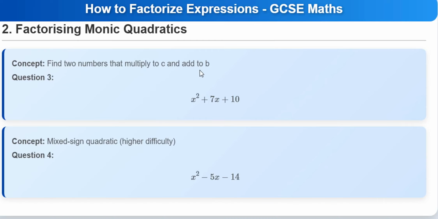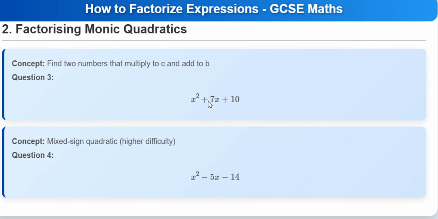So now we can learn how to factorize expressions which are monic. In this case, we call them monic quadratics. For a start, a monic quadratic is an expression where the coefficient of x squared is 1. Like in this case, for example, x squared plus 7x plus 10, the coefficient of x squared here is 1. We don't need to write it here because 1 multiplied by x squared will still be x squared, and that's why you cannot see 1 here. If you want, you can just write it.